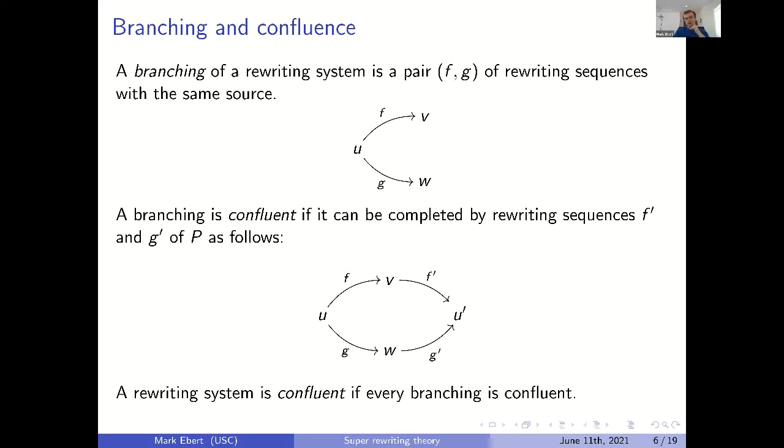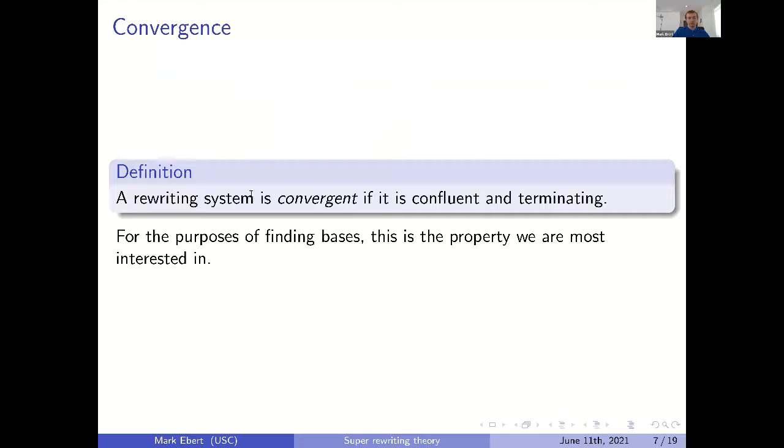Checking confluence, you usually don't have to check every branching, especially in the case of terminating rewriting systems. There's usually a manageable family of branchings that you have to check, and that will imply confluence of the whole thing. So now we can define convergence. Convergence is basically confluent and terminating. This is the property that we're interested in for finding bases. And this is the one we're looking for.